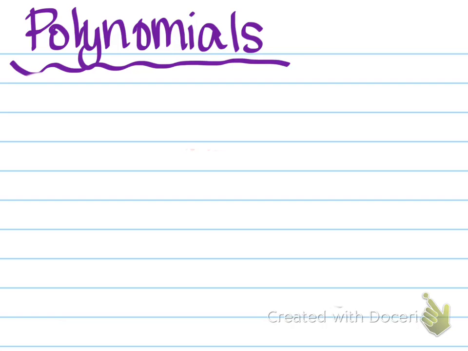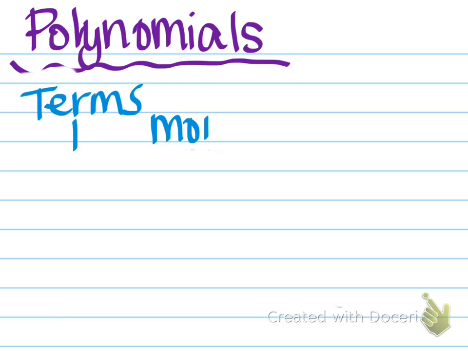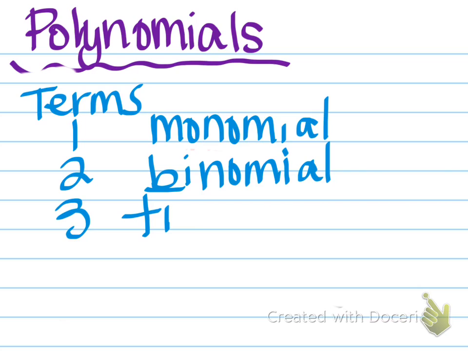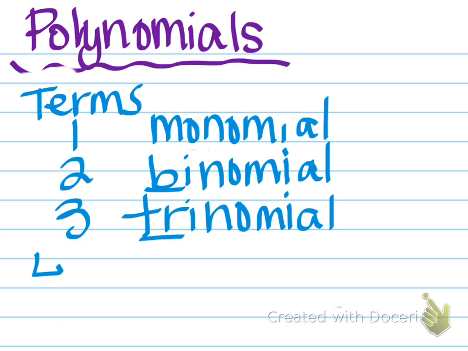We also use the number of terms to classify polynomials. So if I have just one term, I have a monomial. If I have 2 terms, I have a binomial. Think about like a bicycle has 2 wheels. If I have 3 terms, I have a trinomial. Again, think of a tricycle has 3 wheels. And if I have 4 or more terms, I have a polynomial.